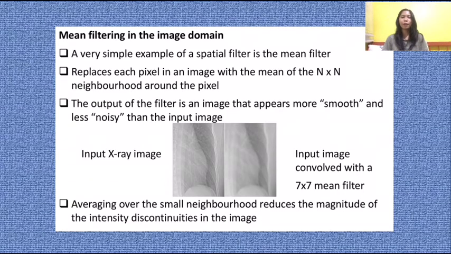Mean filtering in the image domain. A very simple example of a spatial filter is a mean filter. It replaces each pixel in an image with the mean of the n by n neighborhood around the pixel. The output of the filter is an image that appears smoother and less noisy than the input image. The picture is the input X-ray image, and the input image convolved with a 7x7 mean filter. Averaging over the small neighborhood reduces the magnitude of the intensity discontinuities in the image.